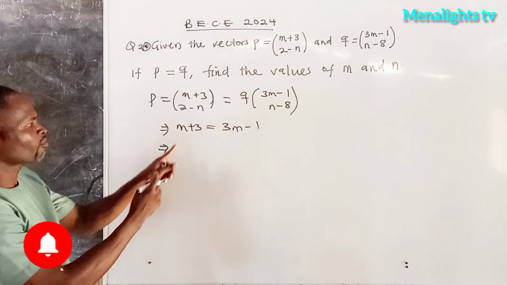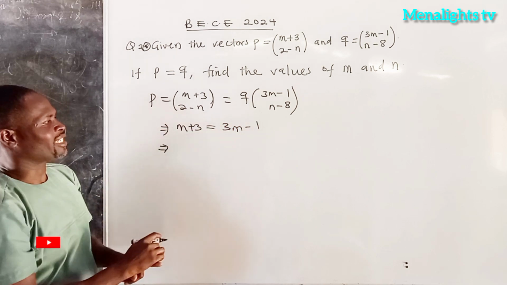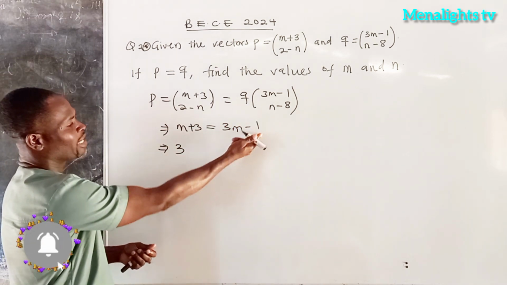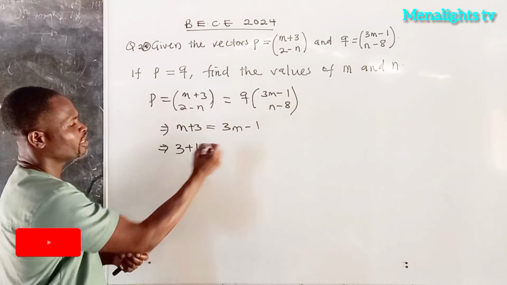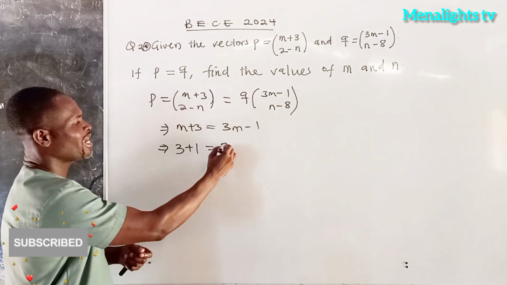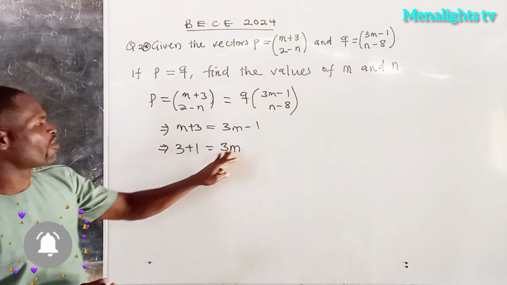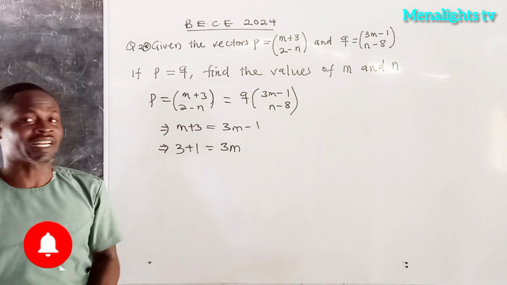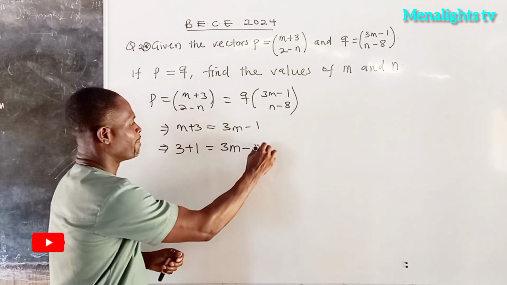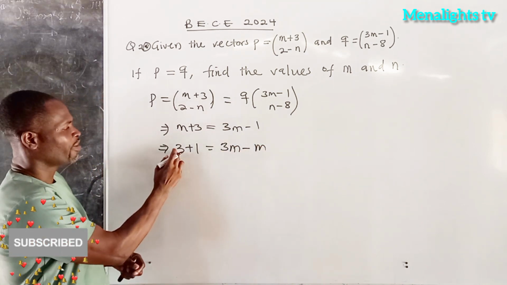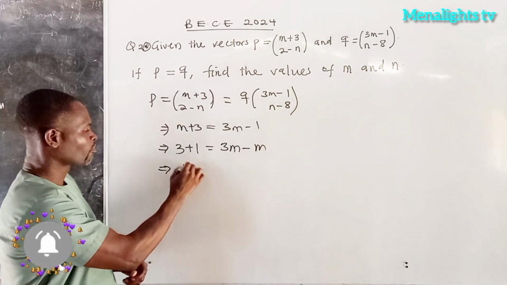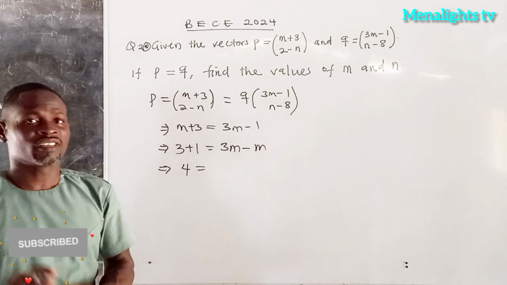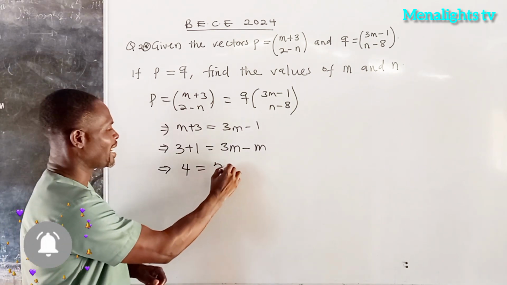Now when we look at this, we can make m the subject, or we group the like terms together. So we have the 3 here. This one is negative, and when it comes here, it becomes plus 1. Then here we have 3m, and the m here is positive. So when it comes to where we have the 3m, it becomes negative, so minus m. So from there we have 3 plus 1, which will give us 4, is equal to 3m minus m, and that will give us 2m.